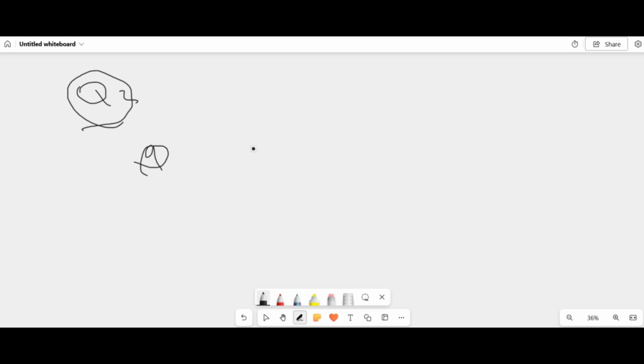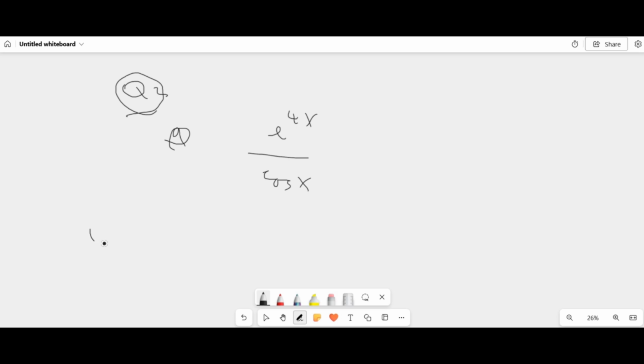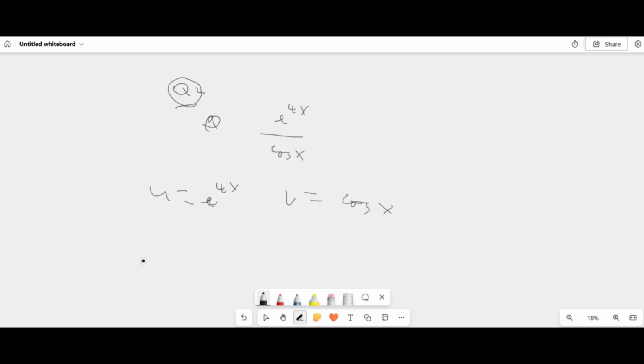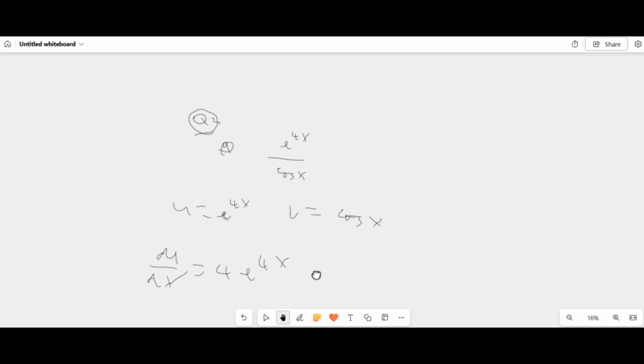Alright, question 2a. We've got e to the power of 4x over cos x. Okay, safe. So u is going to be equal to e to the power of 4x, and v is going to be equal to cos x. So we're going to do du over dx: bring the 4 down, so that's going to be 4e to the power of 4x.